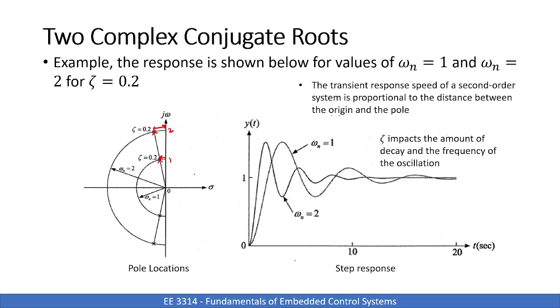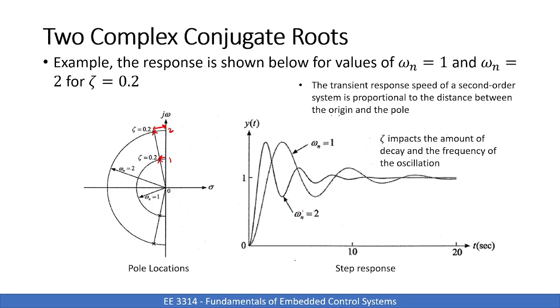So for omega n equals 1, we have a slower response, right? The overshoot is the same. The settling time is a little different. Rise time is definitely different. But you can see for omega n equals 1, we have a slower response, a lower frequency oscillation. For omega n equals 2, we have a faster response, a higher frequency oscillation, and a little bit faster decay, right? So all those parameters that we talked about, rise time, overshoot, are going to be impacted by omega n and zeta in different ways, right?